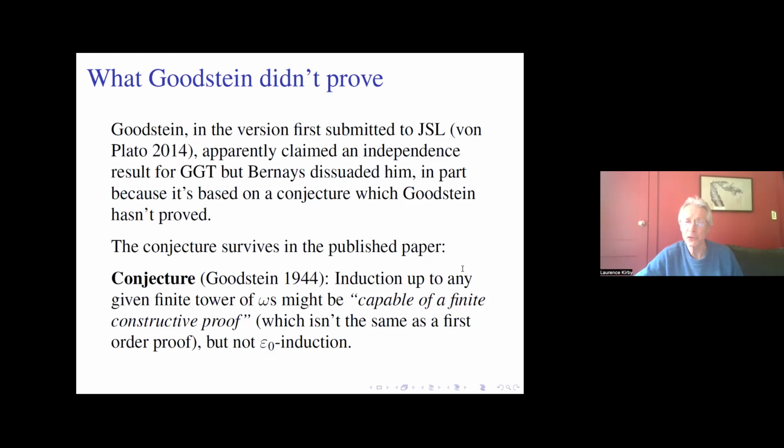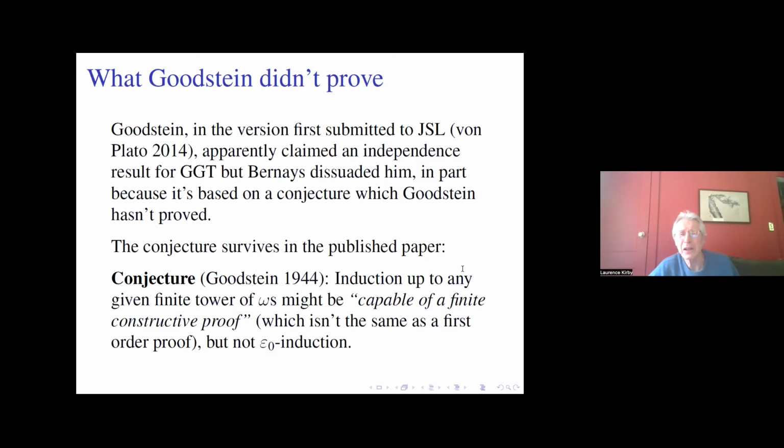So it seems in one of these papers that Bernays dissuaded him from making a claim about independence of his result, GGT, in part because his claim was based on a conjecture which Goodstein did not prove. The conjecture does survive in the published paper. It is definitely hedged around with an "it is likely that": induction up to any given finite tower of omegas must be capable of a finite constructive proof, which again to him is not the same as a first order proof, but epsilon zero induction is not so capable. So he did make that claim, not about his own theorem, but about Gentzen's theorem, as a conjecture.